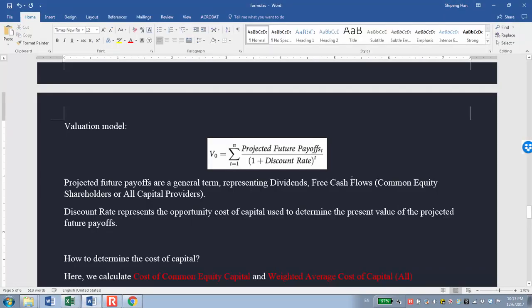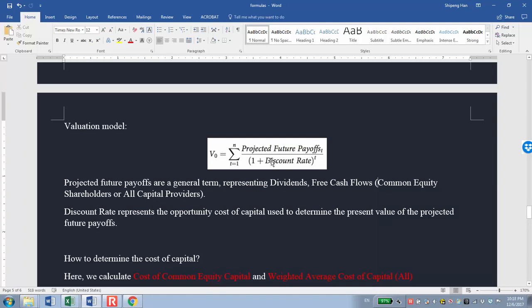So all the valuation models are based on this general model. The difference is what projected future payoffs you use. For example, dividends, free cash flow for only common equity shareholders, or free cash flow available for all capital providers, or other different models.